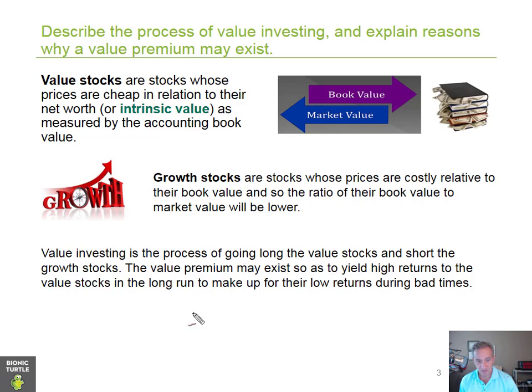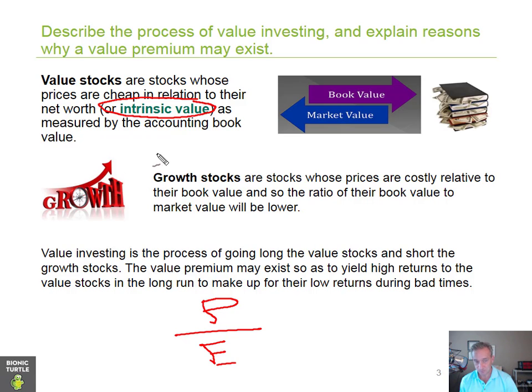I'm going to pull up my pen here that I am still learning, and I'm going to just try and draw the PE ratio just in case it helps to know how I was taught this. But first, in terms of Ng, value stocks, he says, are stocks whose prices are cheap in relation to their net worth. I added intrinsic value because I think that's a common comparator as well.